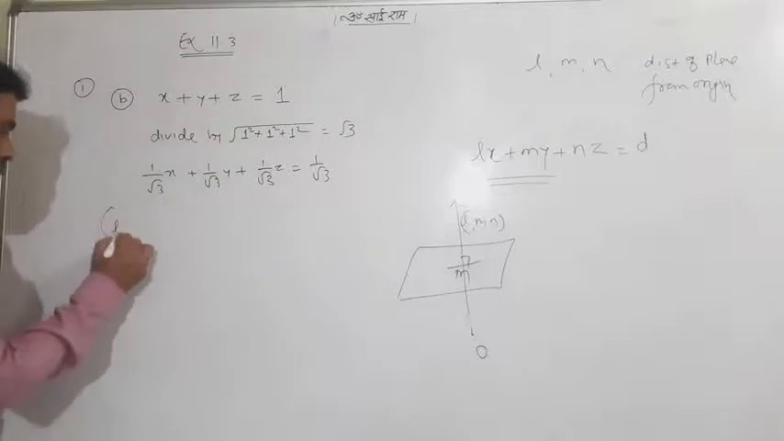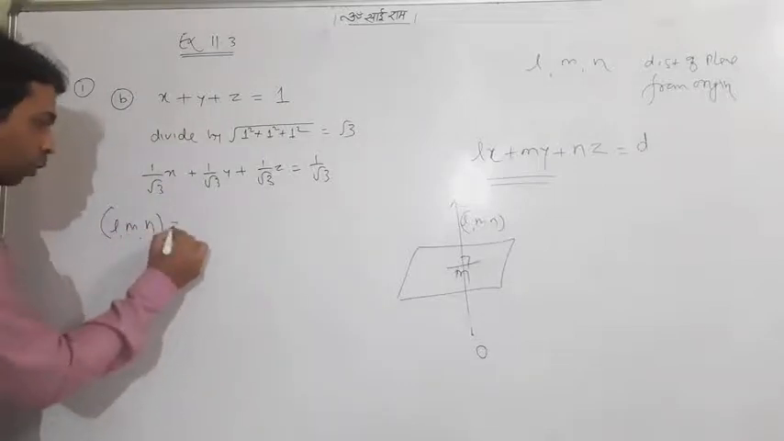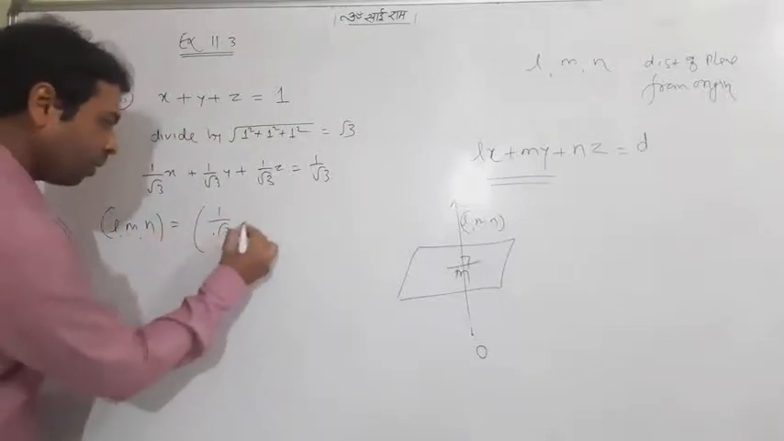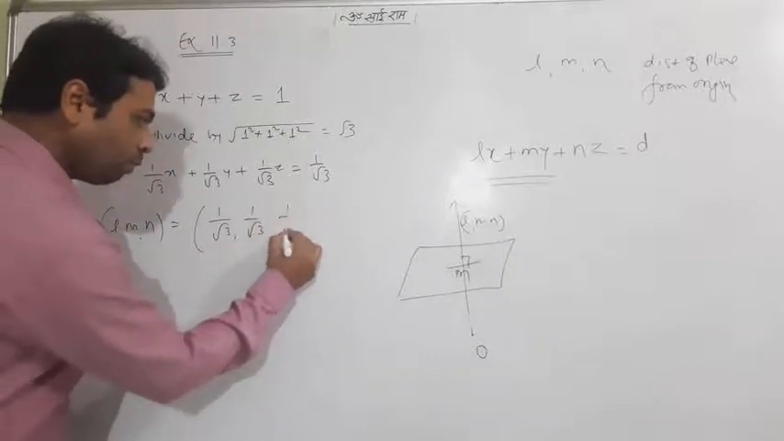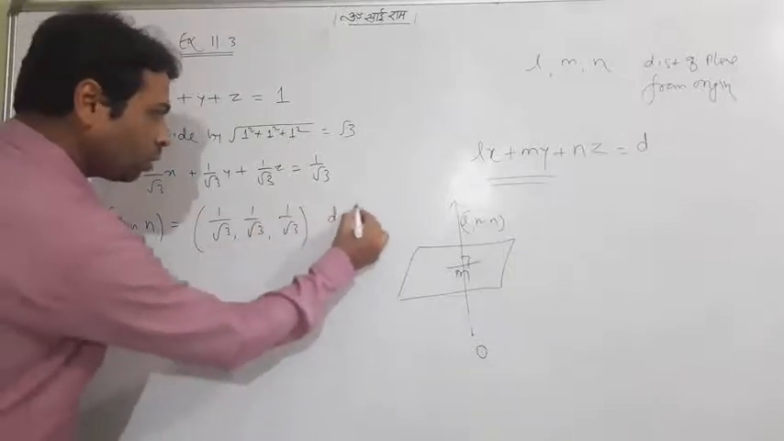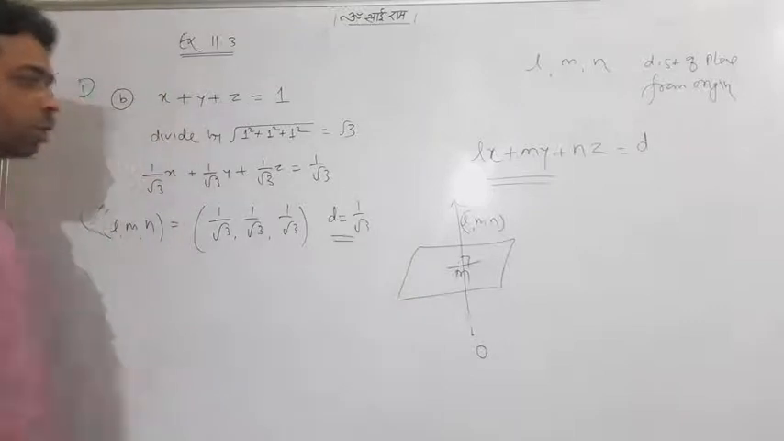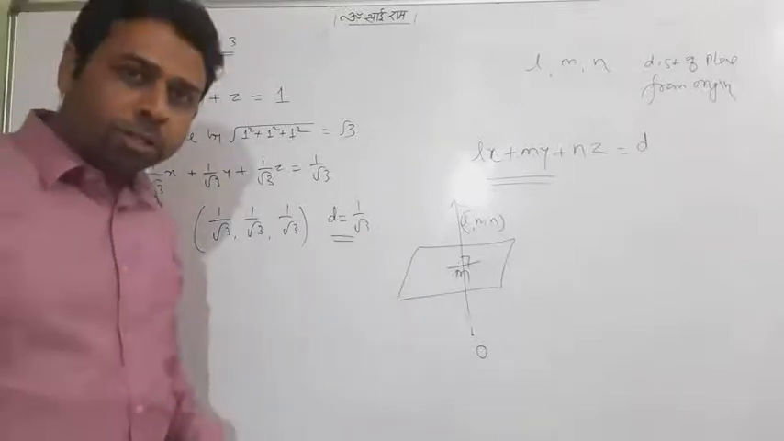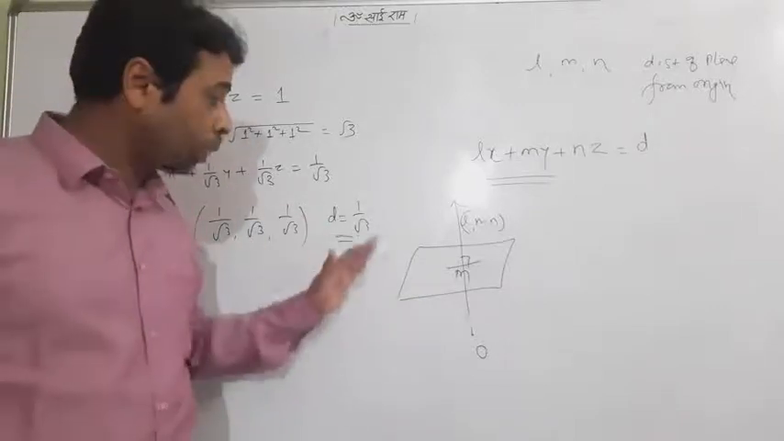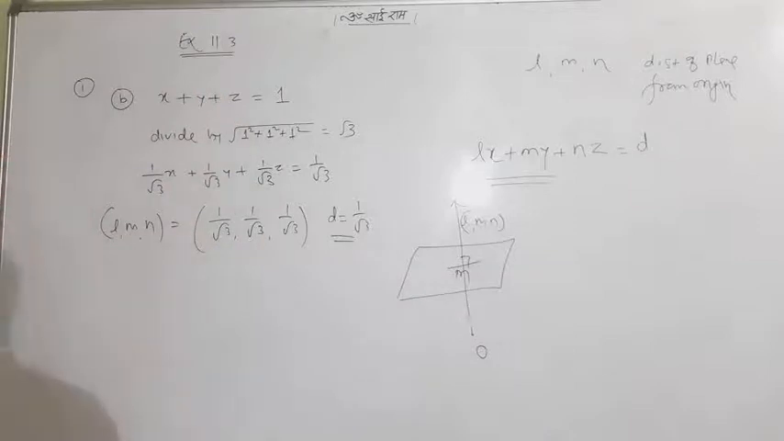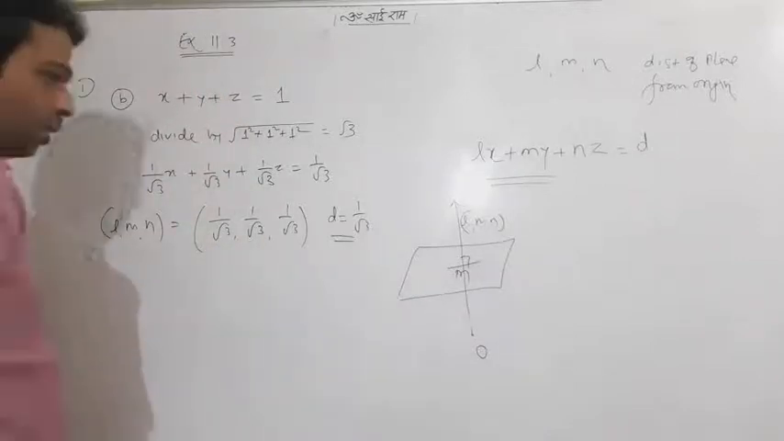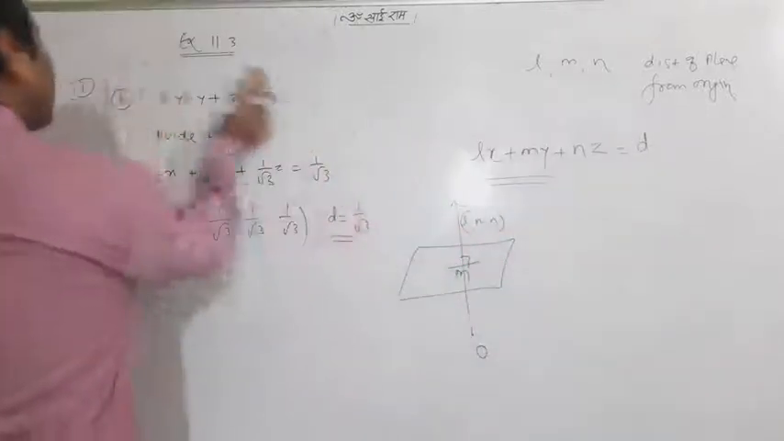So the direction cosines are 1 by root 3, 1 by root 3, 1 by root 3, and the constant value, the perpendicular distance of the plane from the origin, is 1 by root 3. So I hope, students, you are getting all these things properly. One thing I will tell you in a very quick way.